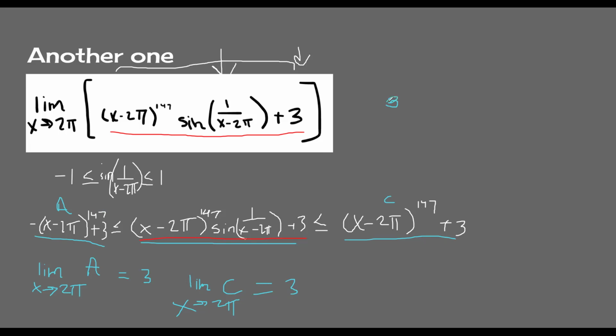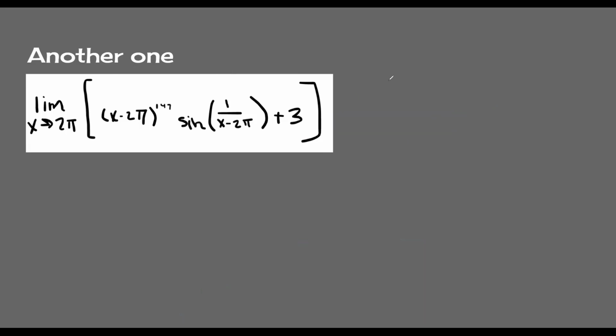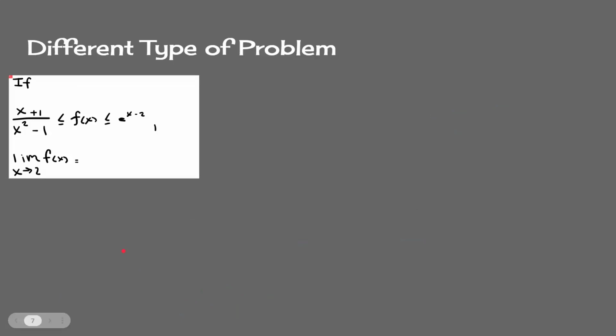So we can say by squeeze theorem, just pretend like that says theorem, the limit of this is equal to 3. So that's another example where it looks really hard, but the answer is just 3. You have to say by squeeze theorem. All right. Now let's see a different example, a different type of problem.